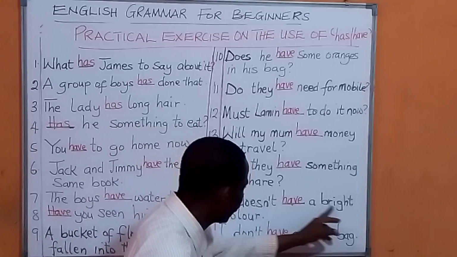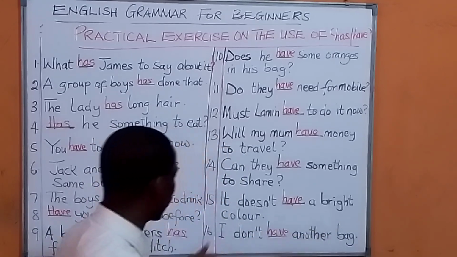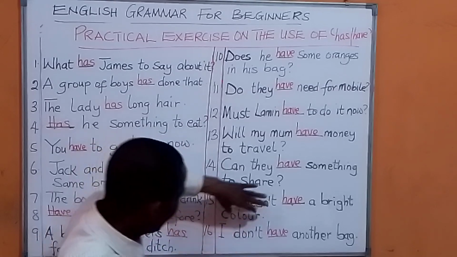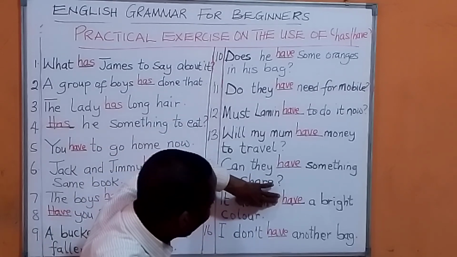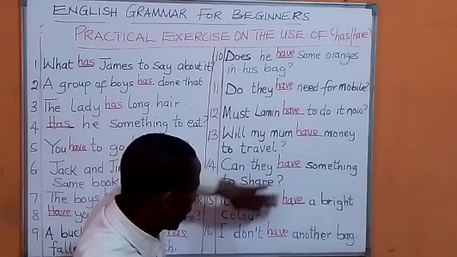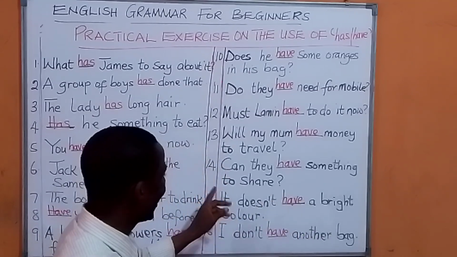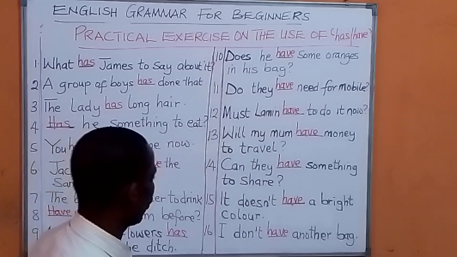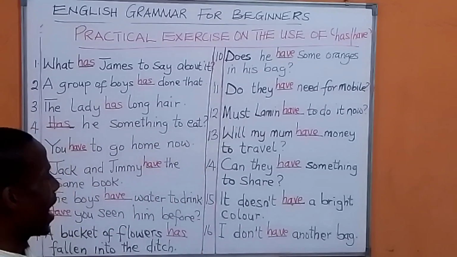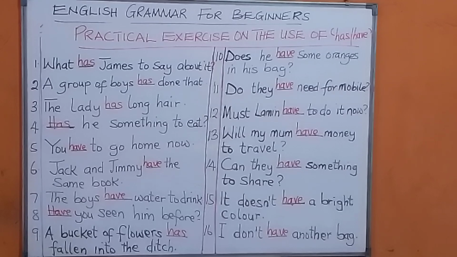It doesn't have a bright color. But if this doesn't is not there, you say it has a bright color. It doesn't have a bright color, but it has a bright color. I don't have another bag. So that is why this is a practical exercise on the use of has and have.